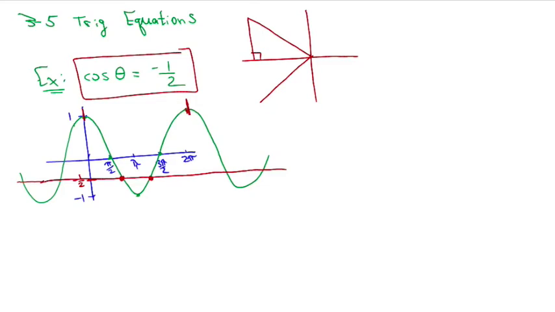How do I label the sides? If this is theta, how do I label my sides? Adjacent over hypotenuse, because this is cosine. So where's the -1 go? The adjacent. Where's the 2 go? The hypotenuse. What's the third side? What does that force this angle to be? 60 degrees, right? Because it's opposite the biggest side. So this reference angle is pi over 3. So what's that make the first theta?